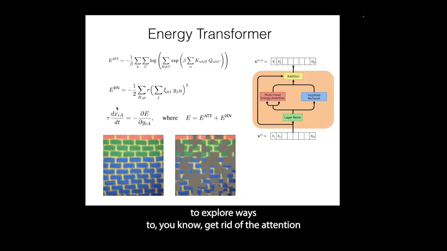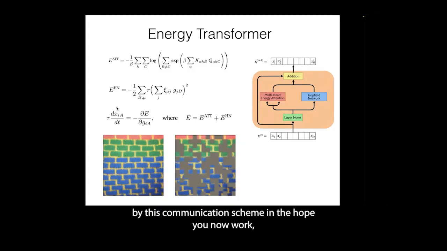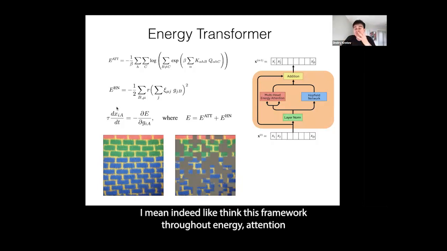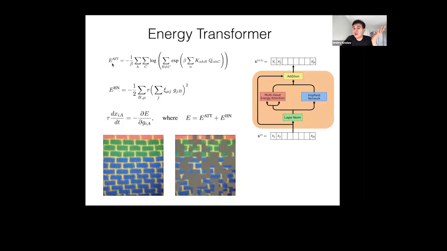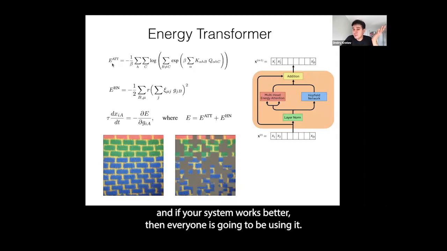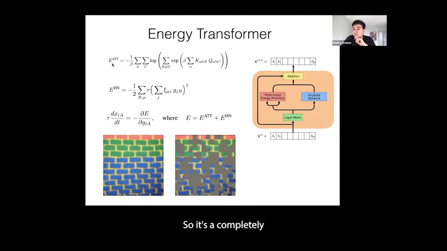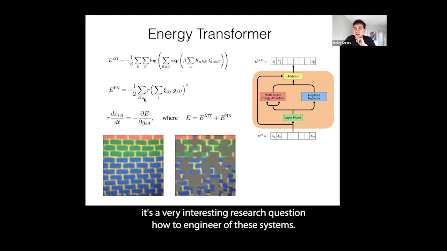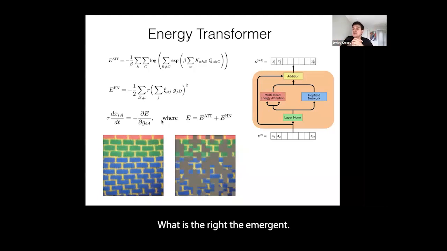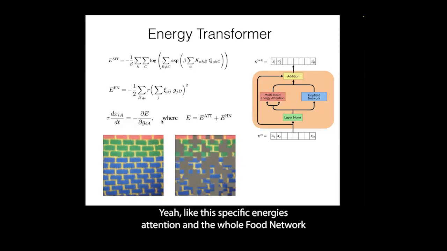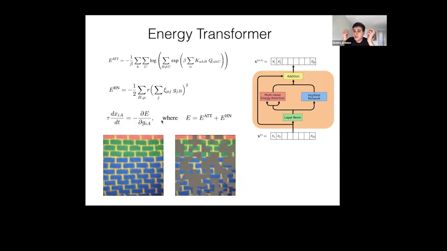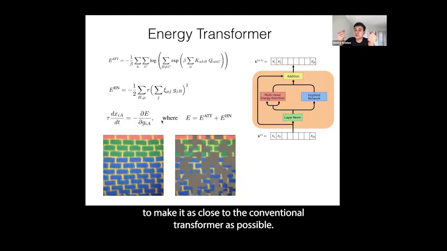Do you think it's possible to explore ways to get rid of the attention and embed this communication scheme in the Hopfield network, as a future direction? Possibly, yeah. Indeed, you could take this framework, throw out the energy attention, and write a better energy attention. If you do it right, and your system works better, then everyone is going to be using it. It's a very interesting research question how to engineer these systems. What is the right energy? We have designed these specific energies, E attention and E Hopfield network, to make them as close to the conventional transformer as possible, because we know empirically that conventional transformers work very well.